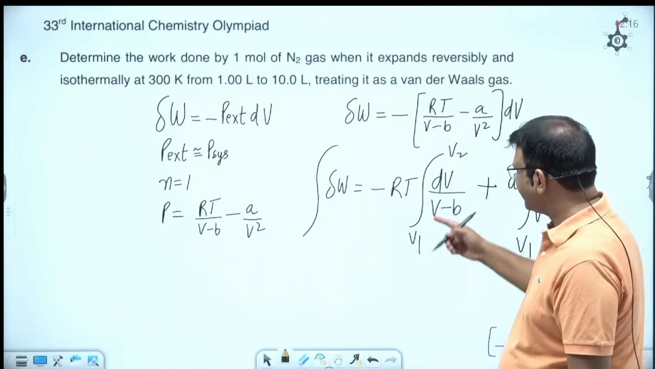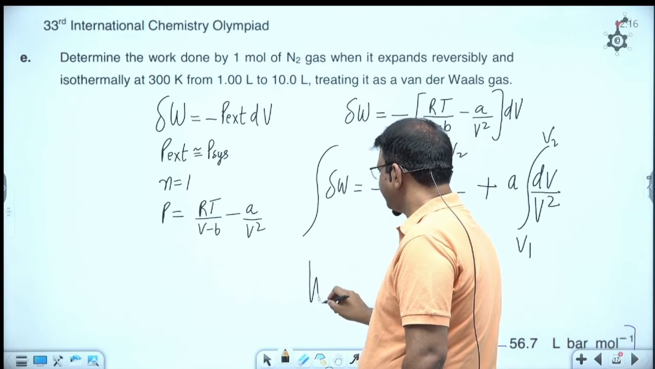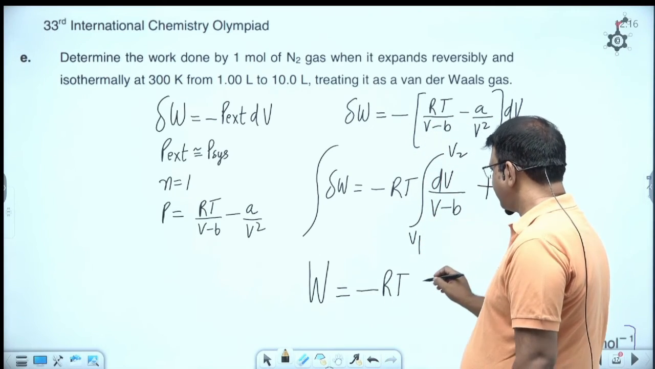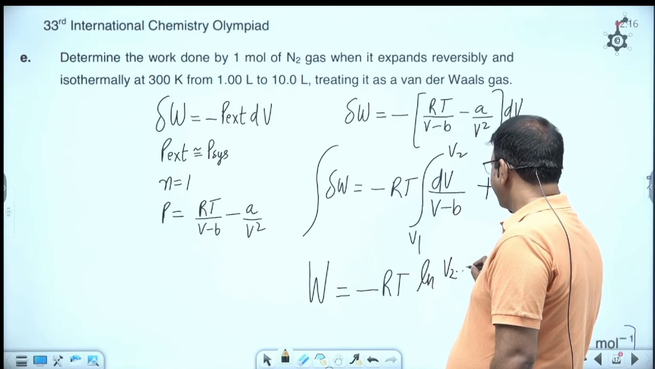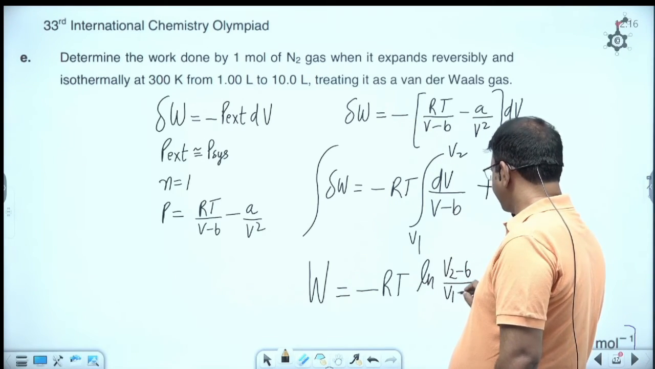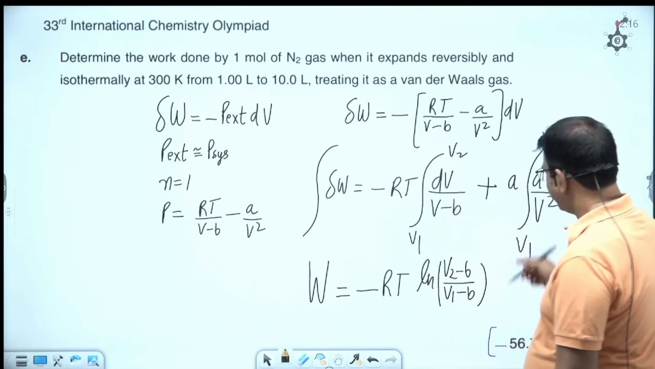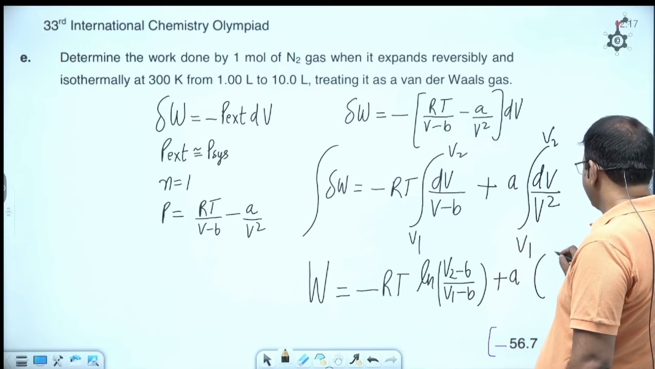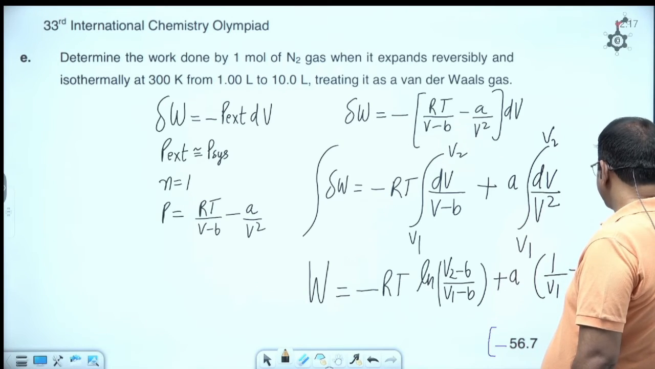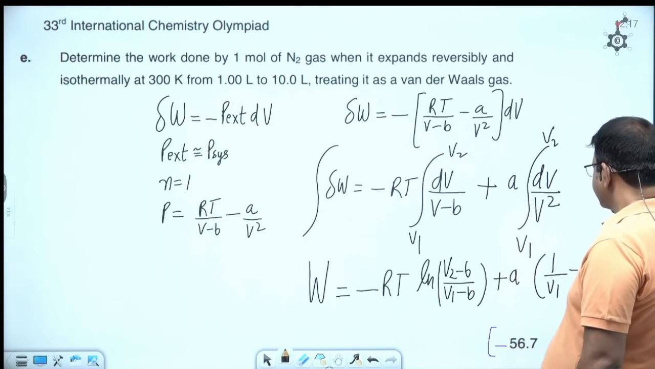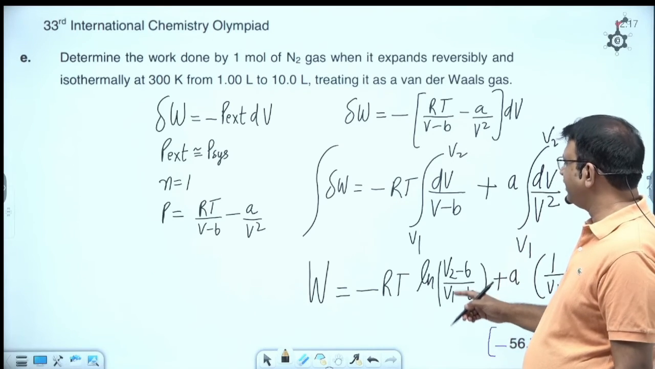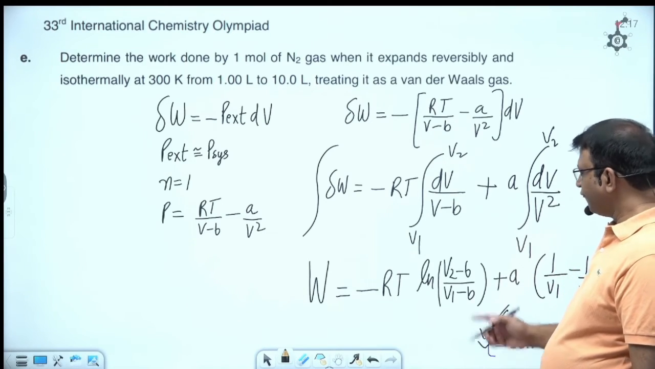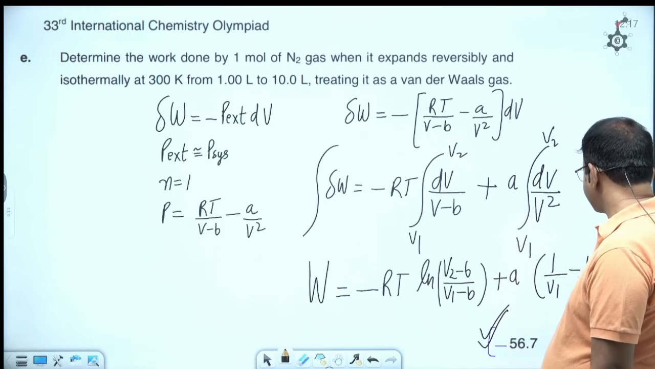So if we simplify this, we can write that work done in this process will be equal to minus RT, if we take integration of this, this should be ln of V2 minus B upon V1 minus B. And if we integrate the second term, this minus sign will come, and simplifying we can write here that A times 1 upon V1 minus 1 upon V2, right? So if we put the value of A and B and V1 and V2 along with temperature, we are going to get the work done during this process is minus 56.7 liter bar per mole.